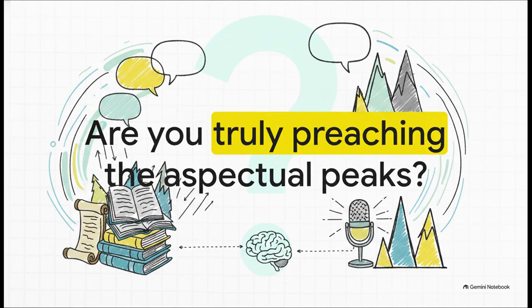We've seen today how the grammar of Koine Greek isn't just dry data. It is literally the lifeblood of the sermon's structure, tone, and proximity. So I'm going to leave you with a bit of a challenge. If your sermon's intensity doesn't match the text's aspectual peaks, are you truly preaching the text? Next time you sit down to prepare, let the syntax build the sermon. Let the aspectual peaks dictate your intensity, and just watch how the living word transforms your congregation.